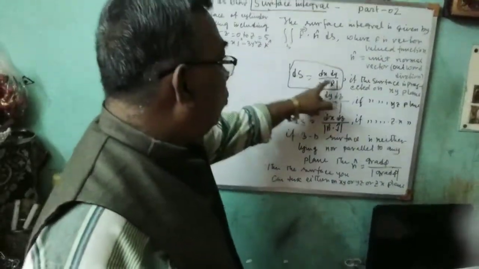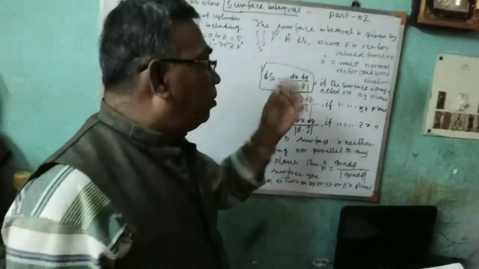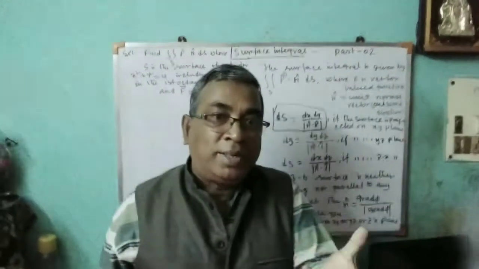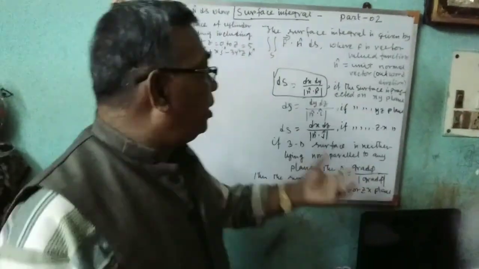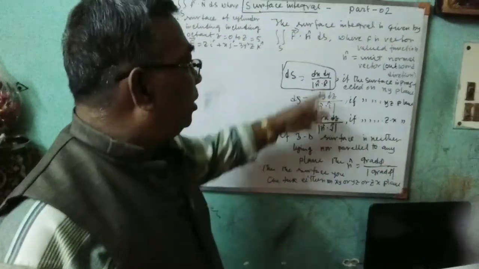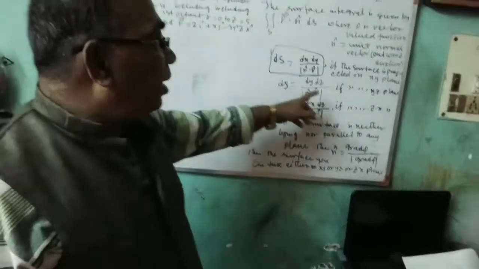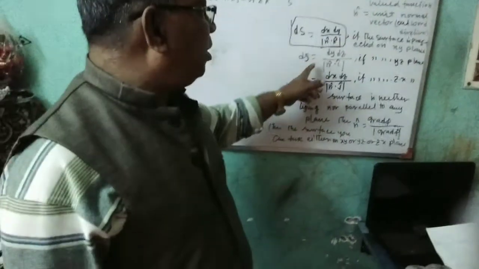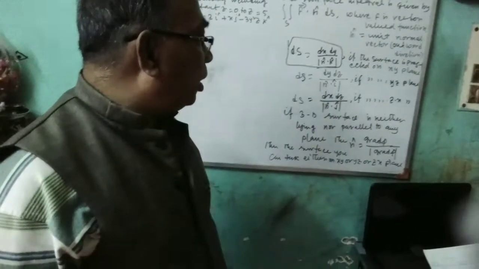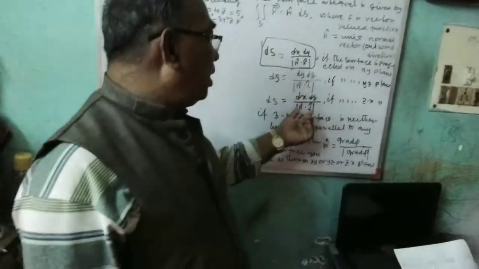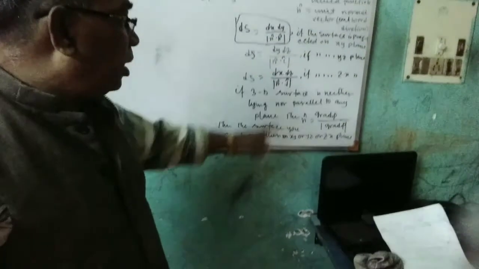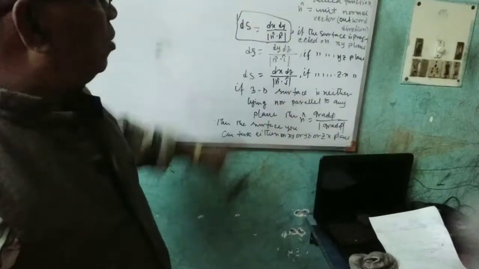dS equal to dx dy by this. If the surface lies on the xy plane, then dS equals dx dy by n dot k. If the surface lies on the yz plane, then dS is equal to dy dz by n dot i. If the surface lies on the zx plane, then dx dz by n cap dot j cap. So these are the formulas for using dS.